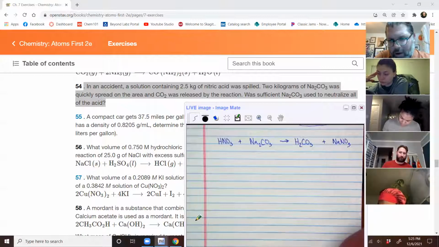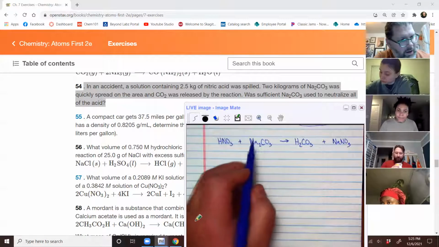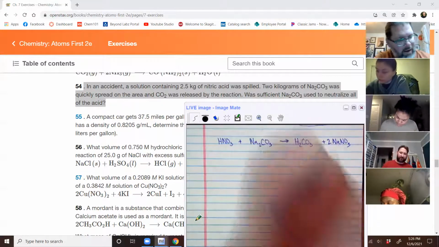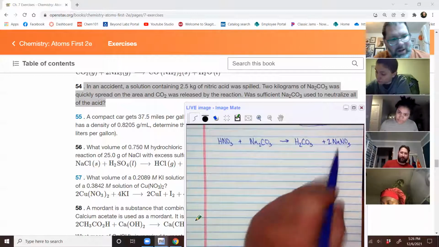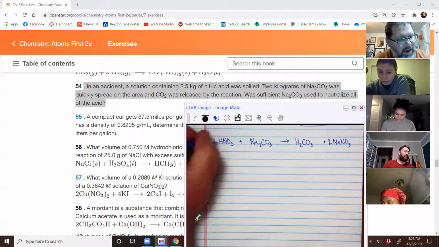Is this a balanced chemical equation? Okay, so I guess we better balance it. It looks like there are 2 sodiums on the left and only 1 on the right. So let's fix that. Now it looks like we've got 2 nitrates on the right and only 1 on the left. We better fix that.